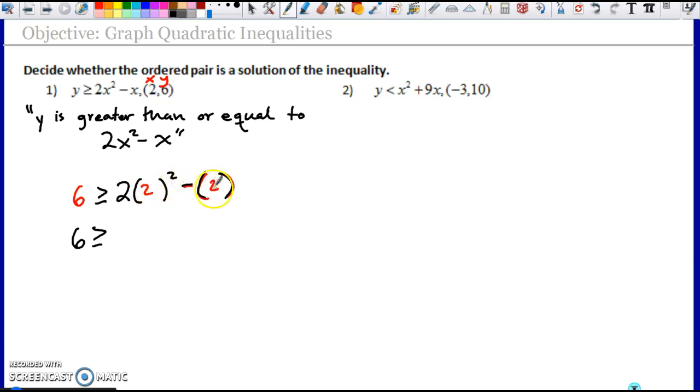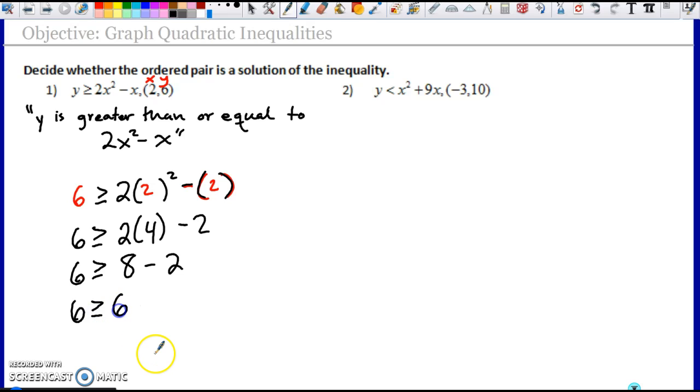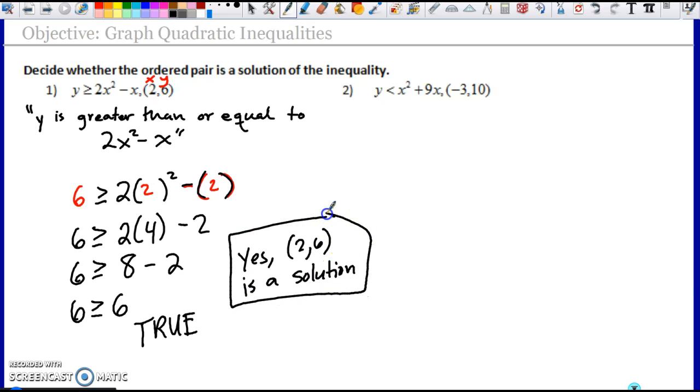So 2 squared, I have to do that first. I can't multiply 2 by 2 yet. Right here, I can't multiply those two. And I can't subtract 2 minus 2 yet. I have to do the exponents. 2 squared is 4, right? Minus 2, what's 2 times 4? That's 8. All right, so we have 8 minus 2, 6, greater than or equal to 6. Now that is true. And only because I have the line underneath the inequality here. So I would say yes, 2, 6 is a solution. And that's because it's greater than or equal to, and I'm using the equal to part of the inequality right now.